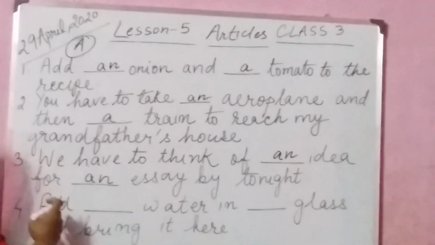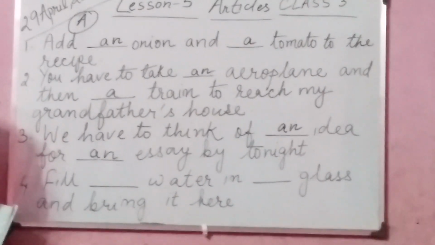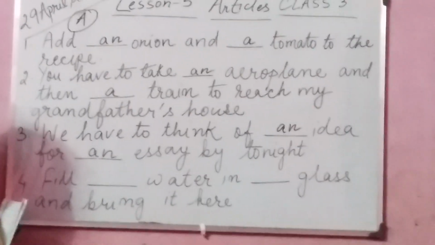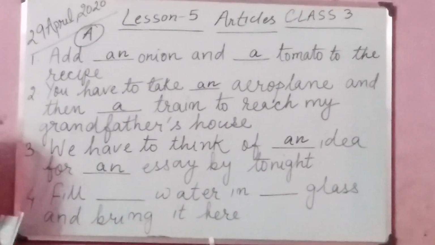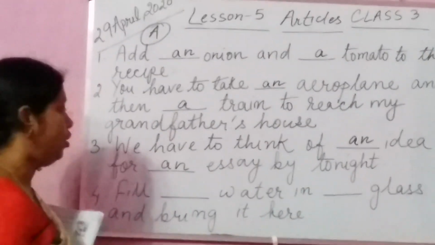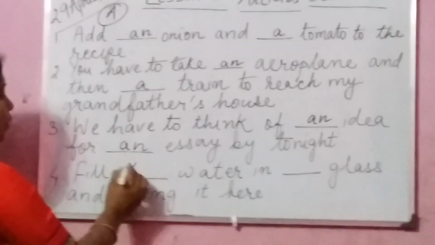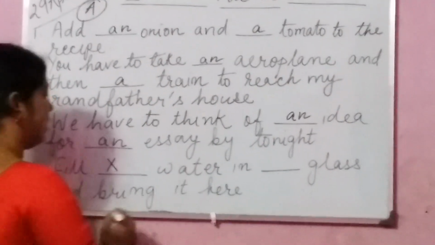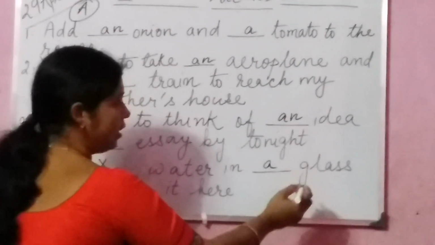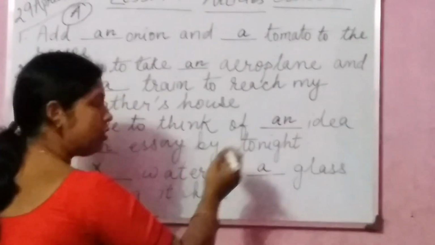Now you see here, fill water. Water is an uncountable noun. We cannot use a or an before water. You can say a glass of water, but you cannot say a water or an water. Okay, that is wrong. So here you are going to put a cross. Fill water in a glass and bring it here. Here you see glass. It is a countable singular noun and it is starting with a consonant, so we are using a.